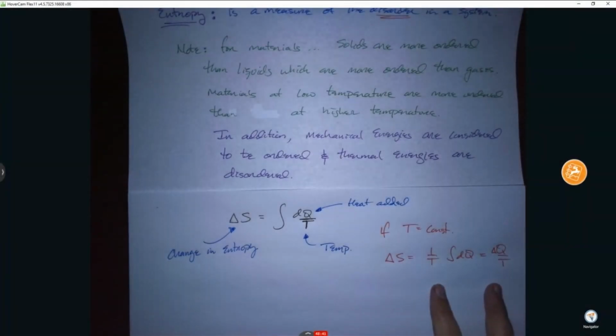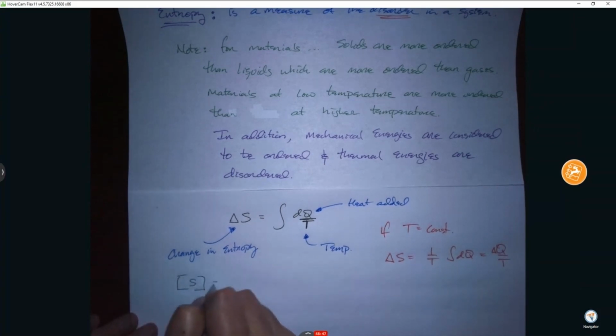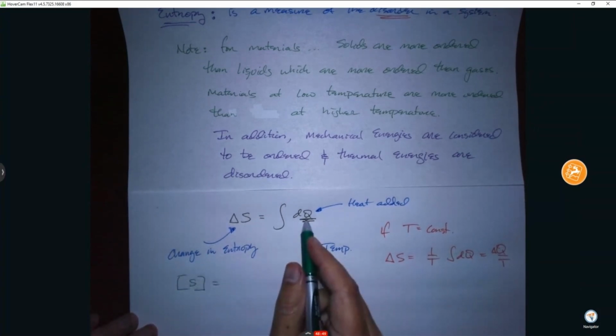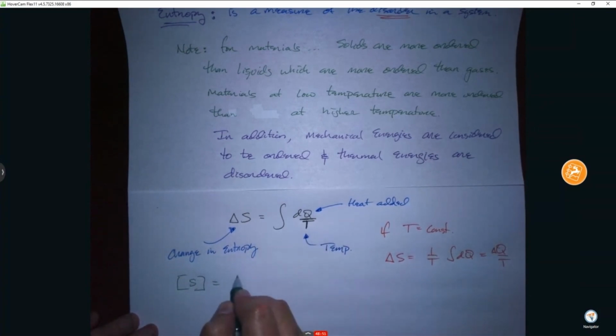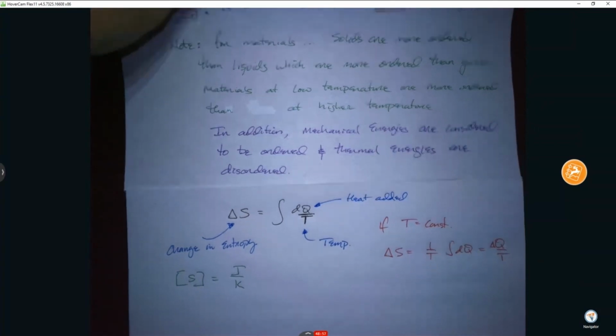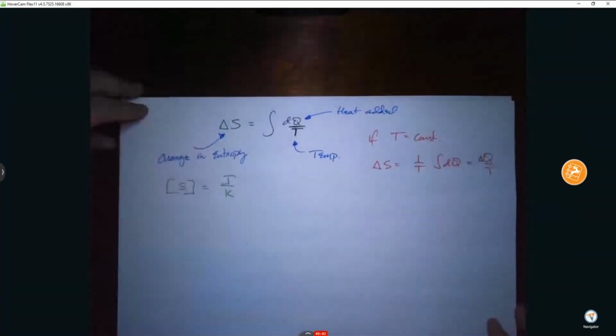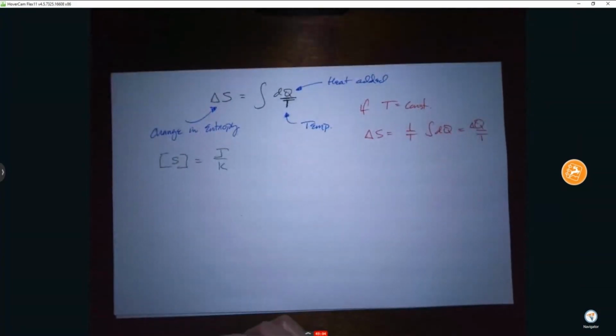And so then this is a nice special case for constant temperatures. And we should also mention our units of entropy. They're going to be units of heat over units of temperature, so that'll be in joules over Kelvin. All right. So with this concept in play, what we can do is talk about the second law of thermodynamics.